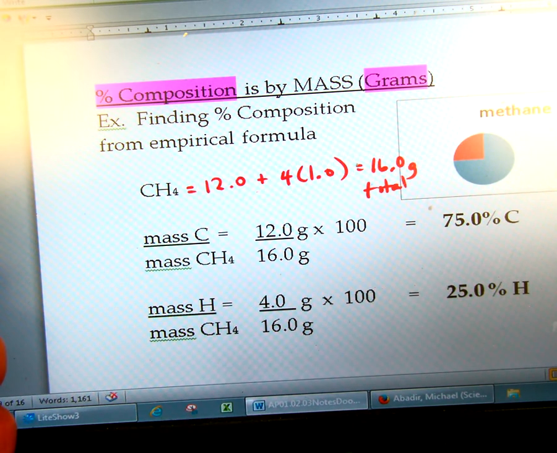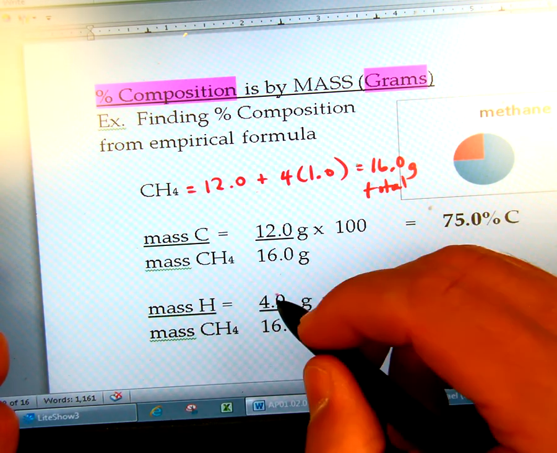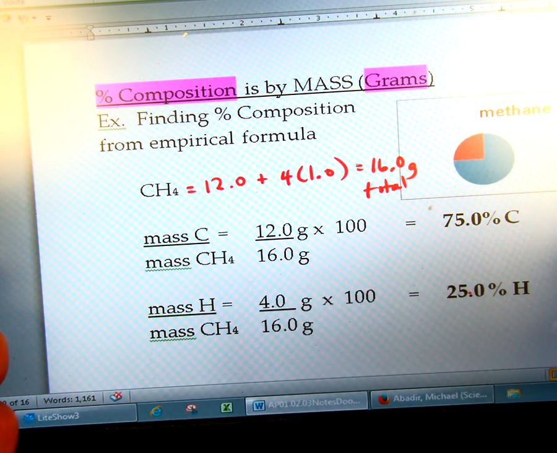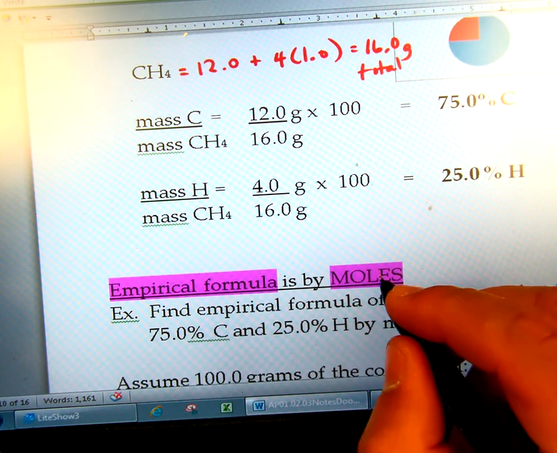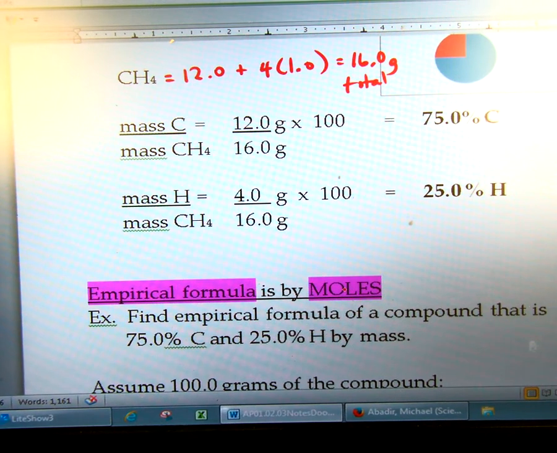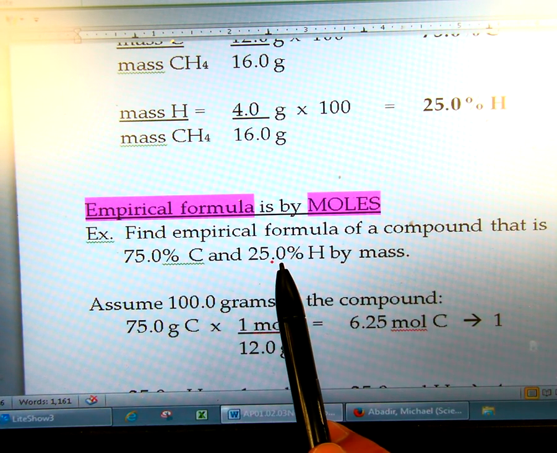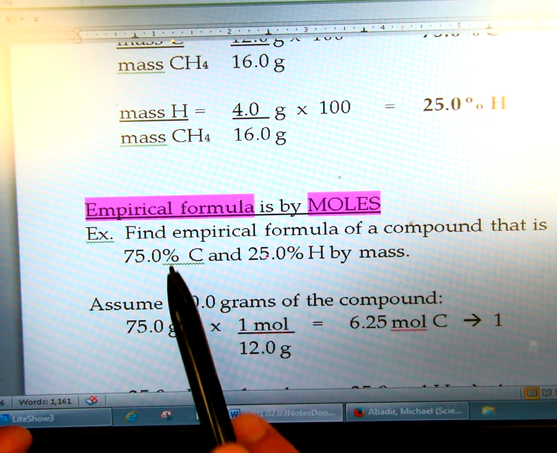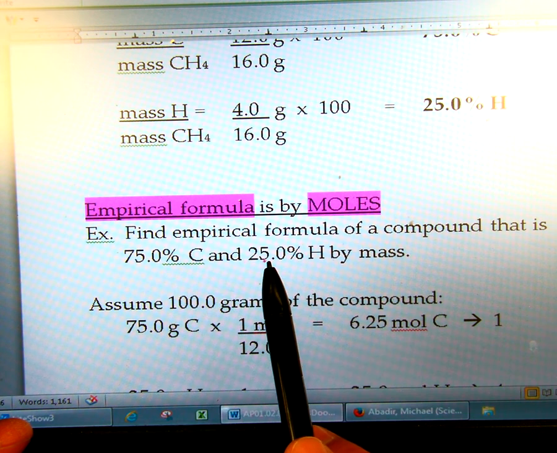A percent is always a part over a whole. So part of the whole, 12 over 16 for carbon is 75%, and 4 over 16 is 25%. And so that's the percent composition of methane. So percent is by grams. However, if I say formula, you need to think moles. So formula, moles. When I'm trying to find the formula of something, I must find the moles. However, if I'm given the percents, that's like being given the grams. So percents are grams, formulas are moles. I'm given the percents, so I'm given the grams.